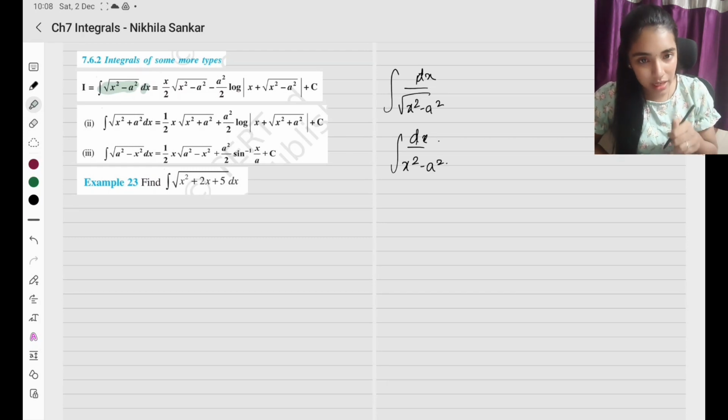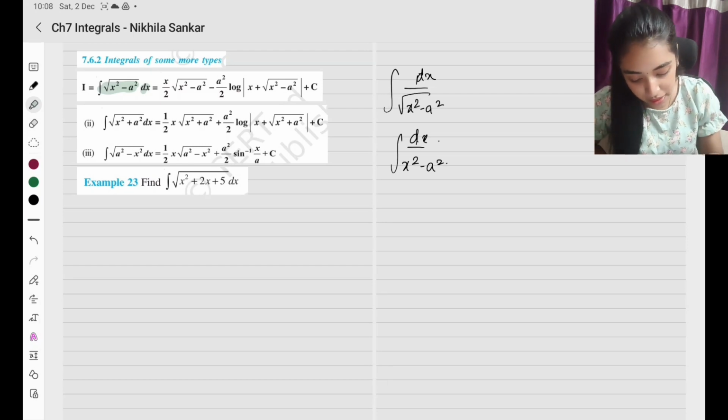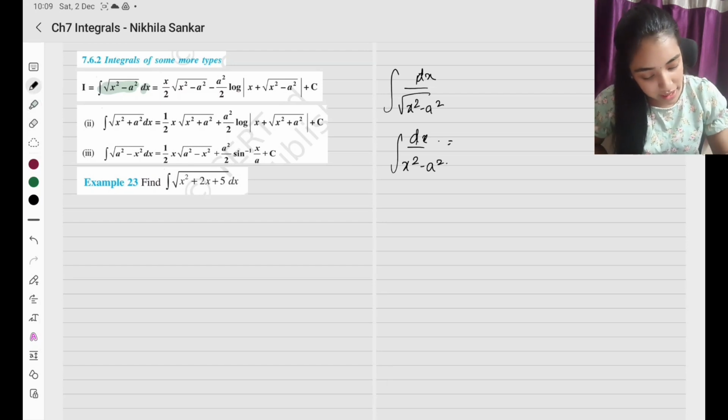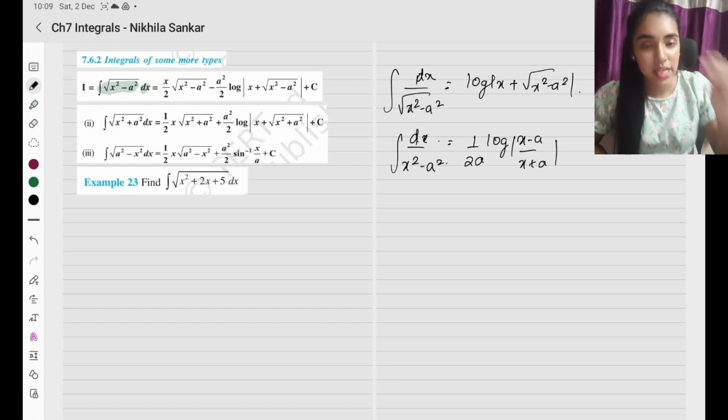So without the 1 by, you directly have the function itself. So square root of x square minus a square. Its proof, what we saw there, was very very similar. I'll revise it for you if you want. So in that case, 1 by 2a log mod x minus a divided by x plus a comes. So how does this formula come? It will be log mod x plus square root of x square minus a square inside the mod function.